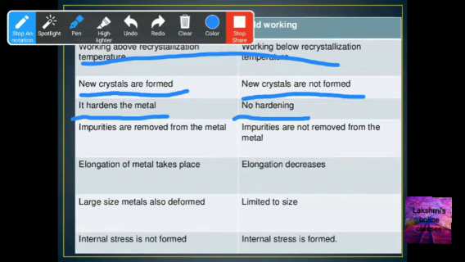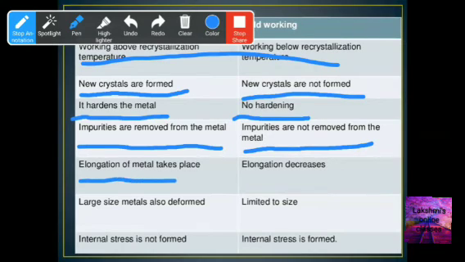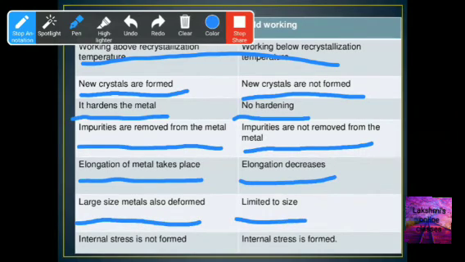In the hot working process, impurities are removed from the metal, whereas in cold working, impurities are not removed from the metal. In hot working, elongation of the metal takes place; in cold working, elongation decreases. They can ask you a 14 marks question on this, and you will have to write it completely. Large size metals can also be deformed in hot working, while cold working is limited in size. Internal stresses are not formed in hot working, and internal stresses are formed in cold working. So this is about the differences between the hot working and cold working processes.